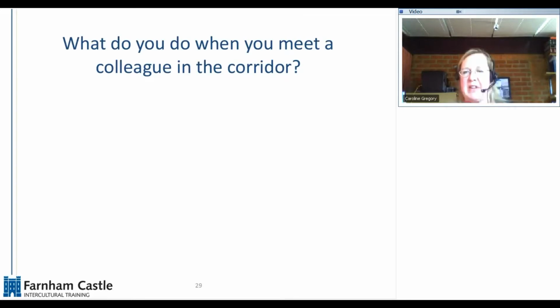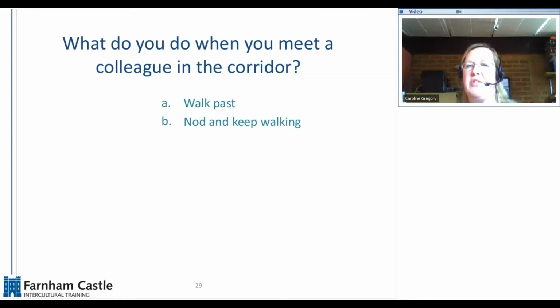So when you meet a colleague in the corridor, so you're walking one way, they're walking the other, what do you do in general? Do you walk past them? Do you nod and keep walking? Do you ask them how they are but keep walking? Do you pause briefly and discuss the weather or something equally simple? Do you stop and chat? Do you stop and have a conversation? Or do you touch and talk? And by that I mean, do you shake hands, do you kiss, and then speak?